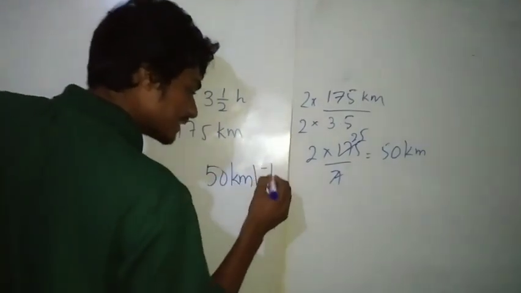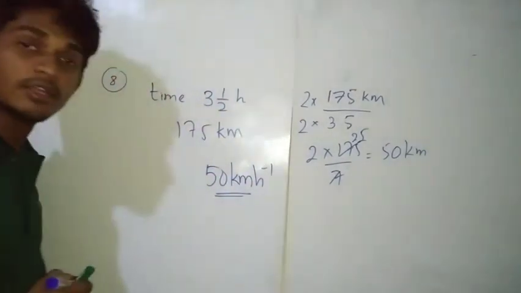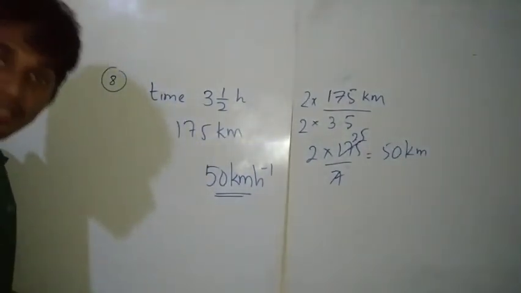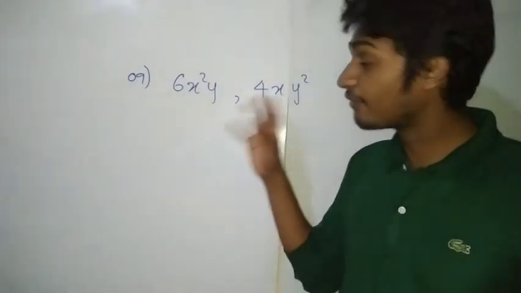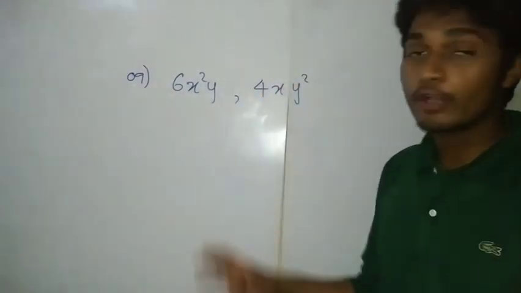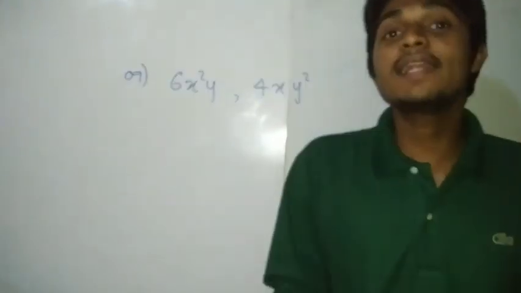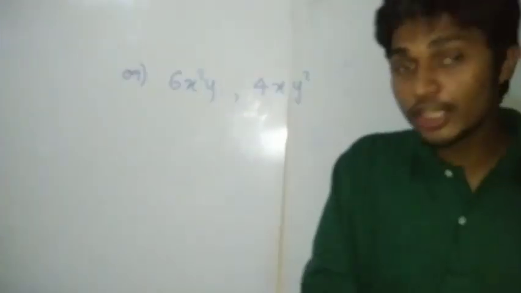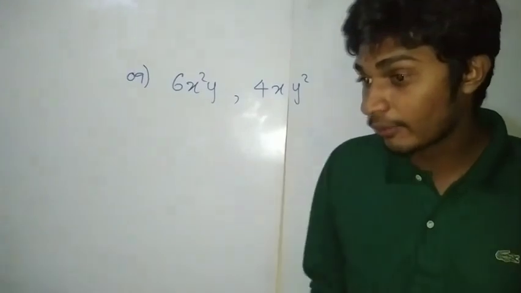So per hour, this unit is very important when we find the average speed of the motor car. Next problem, it says that you have to find the LCM of 6x squared y and 4xy squared, right? We have learned how to find LCM. You can check out the last few videos on LCM.